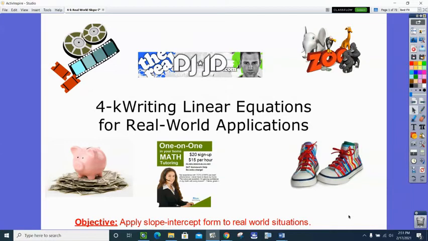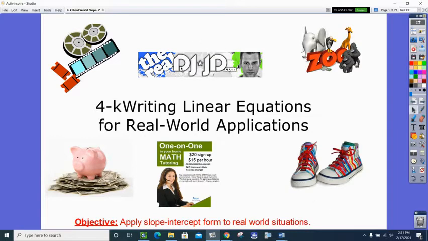So for the final section of Unit 4, we're going to see where we use slope, rate of change, y equals mx plus b. Where does all of this get used in the real world? So we're going to apply our slope-intercept form to real-world situations.